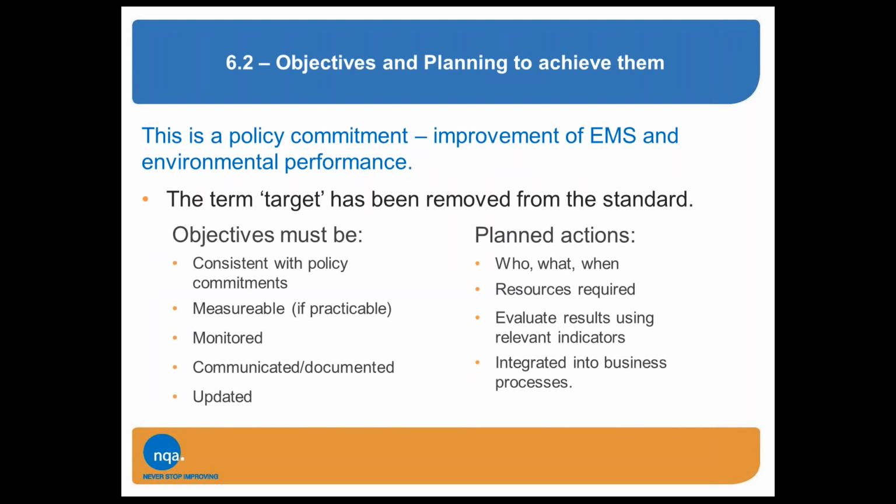And we need to plan who's going to do them, what resources are required, how we're going to evaluate the results, do we need to set performance indicators, and ensure that they are integrated into our business processes. Interestingly, the annex makes a key point here that an environmental objective doesn't have to be set for each significant aspect. So if you've got 30 significant aspects, we don't necessarily need to see 30 objectives set. However, the significant aspects must have a high priority when we're establishing our objectives.